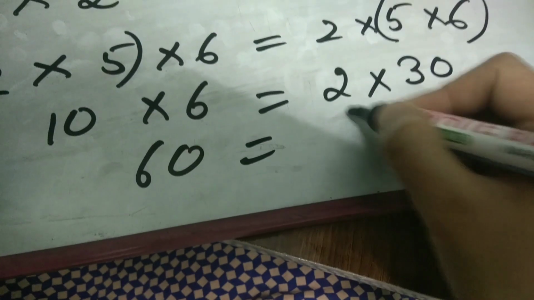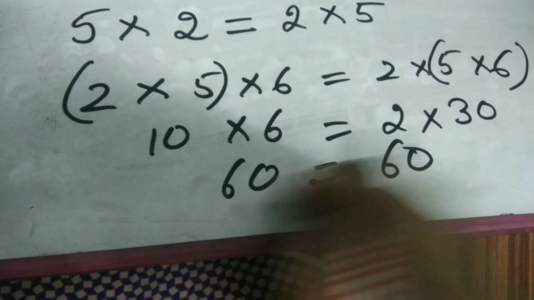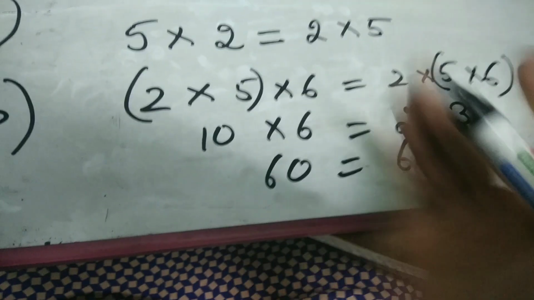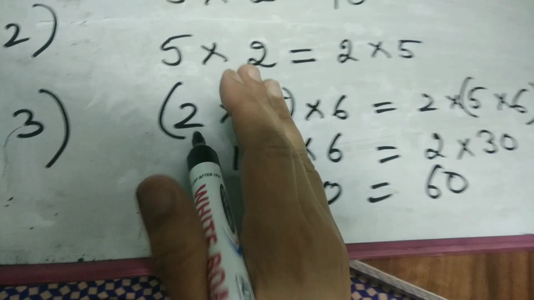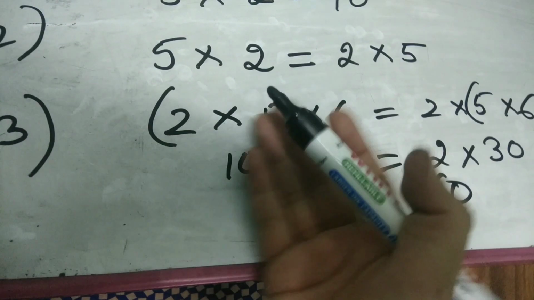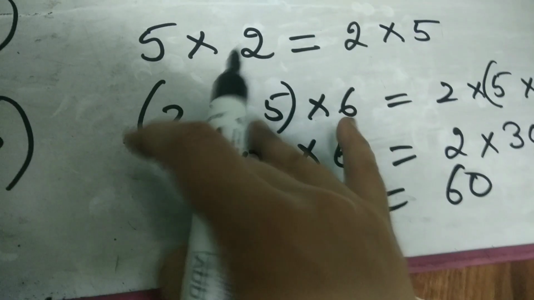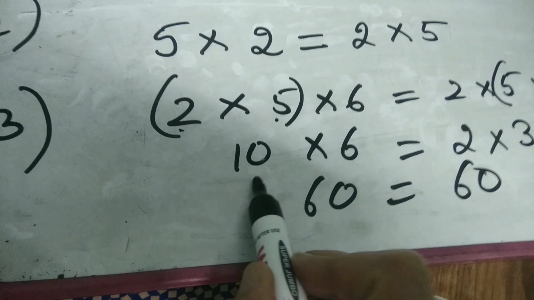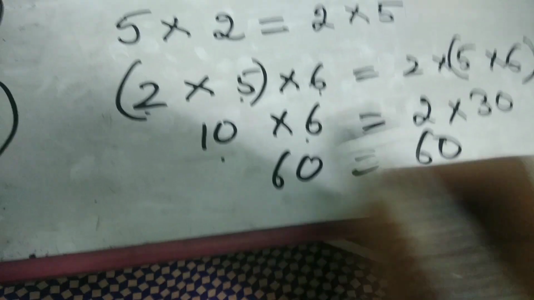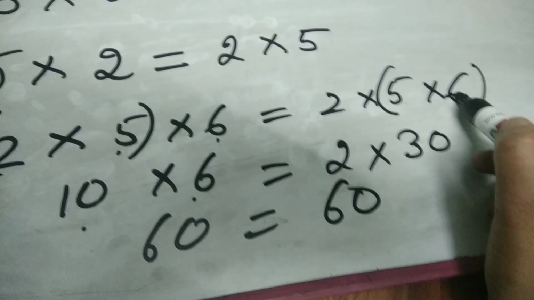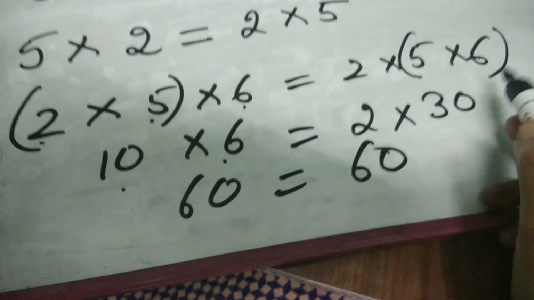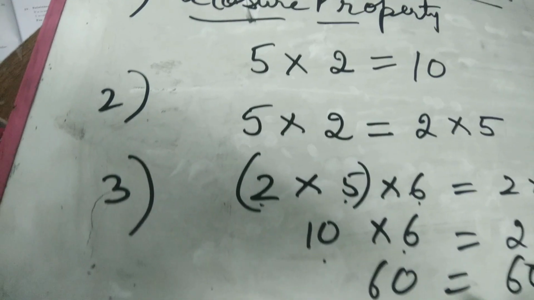30 multiply, we get 60. Because we are getting the same answer, you can see we have changed the order. Three numbers we are multiplying, and we have changed the order. First we multiplied the first two, we get 10, and then we multiply the third number. Or we multiply the last two numbers and then we multiply the first number, we get the same. So this is the associative law of multiplication.